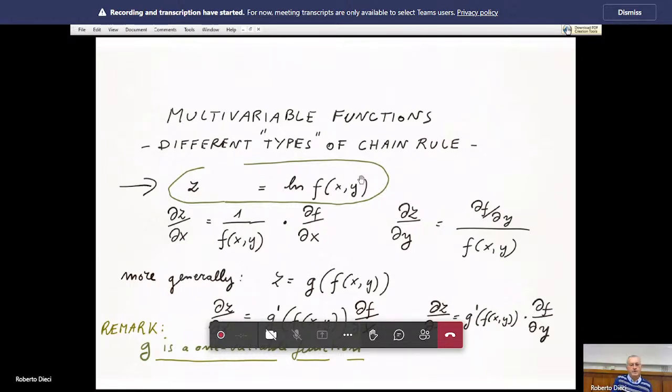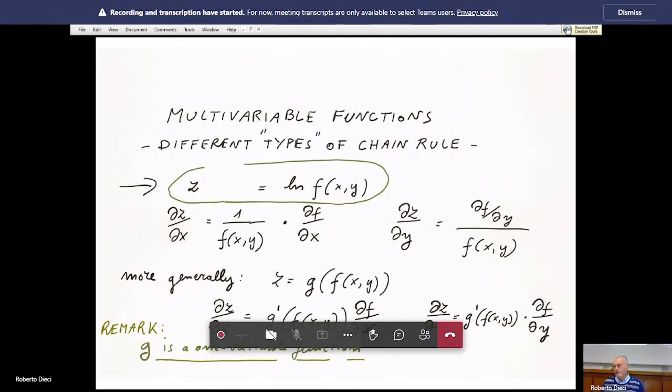For multivariable functions, we have different types of chain rules. In particular, the type of chain rule that I'm going to present today is really useful for at least two applications. One, when dealing with variables that evolve over time.